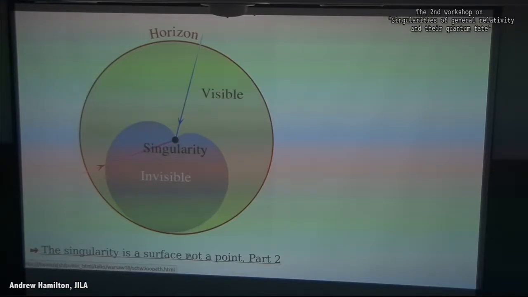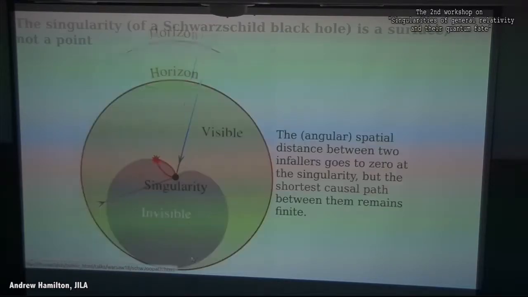Okay, just to make the point that the singularity is a surface and not a point, that is to say, two people who fall along two different angular directions hit a different point on the singularity, at least in the limit. So this little thing here is the shortest causal path between the blue person and the red person. You can see this part of that causal path is the boundary of the light cone of the blue person, and this is likewise the boundary of the light cone of the purple person.